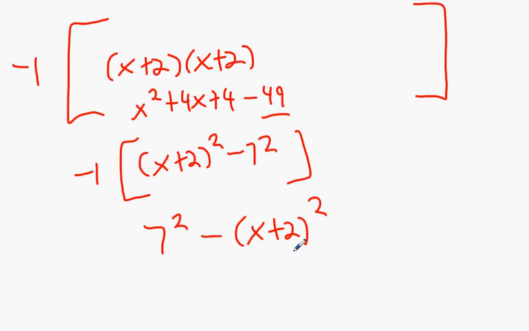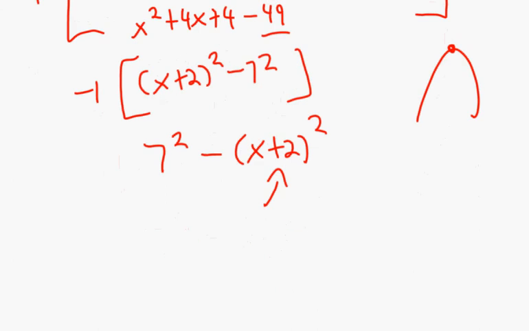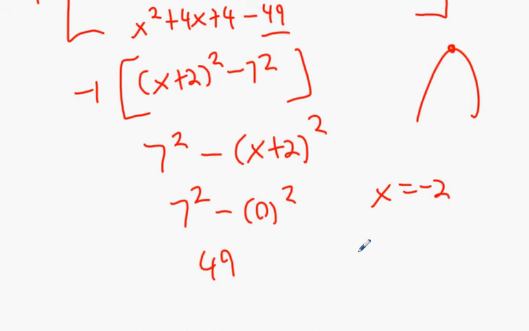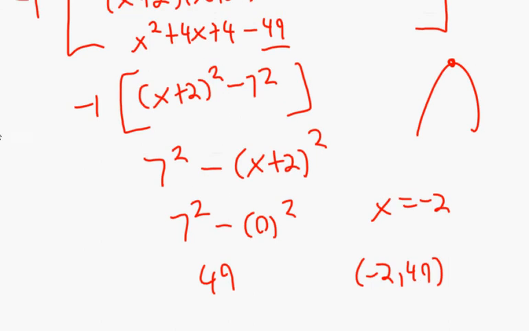Is that alright? When does it reach its maximum value? When this part here is 0. It's going to be 7 squared minus some number I don't know yet. If that number is 0, it means that the overall system is going to be as large as humanly possible. It's going to be the tip of your n-shaped structure. So what number should I pick to make that 0? X equals minus 2. So it's going to be 7 squared minus 0 squared, which is going to be 49. So that would be the point minus 2, 49. 49 is the tip of that structure.